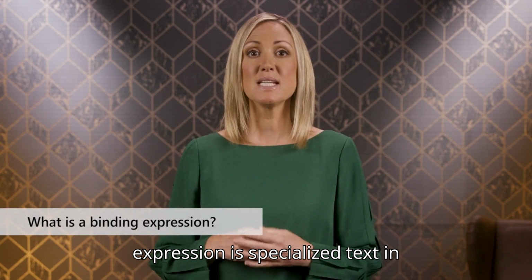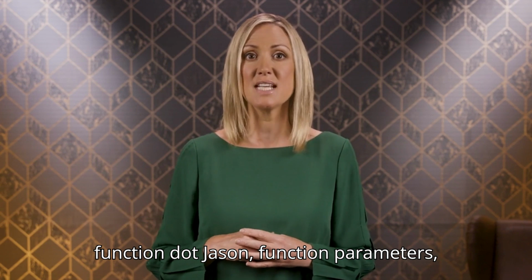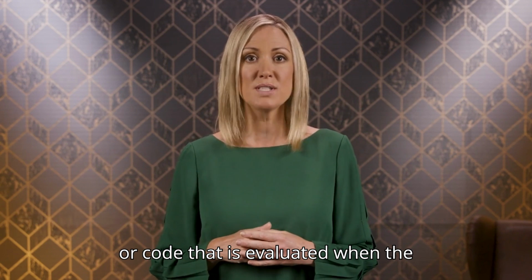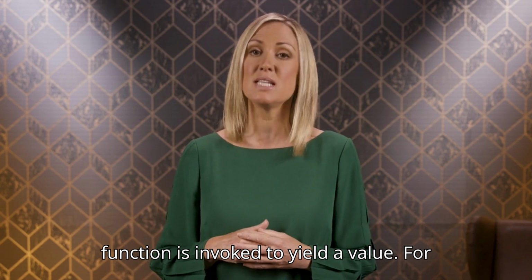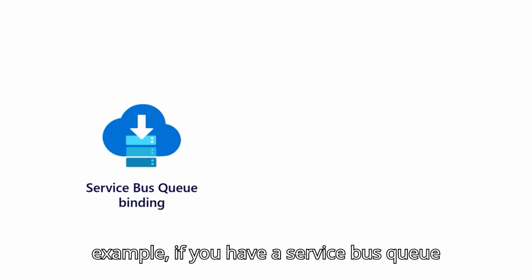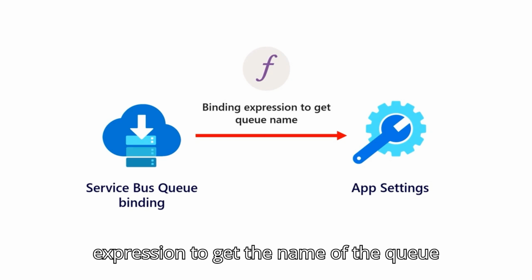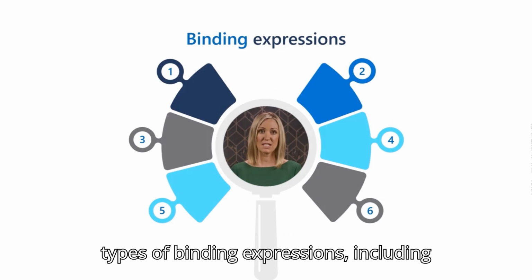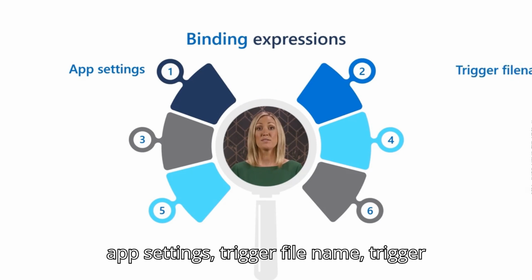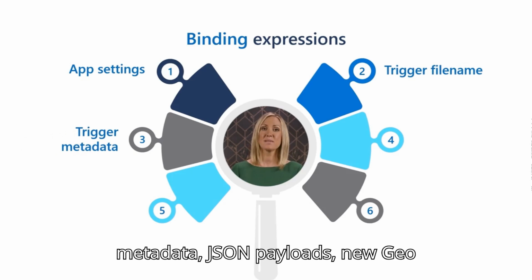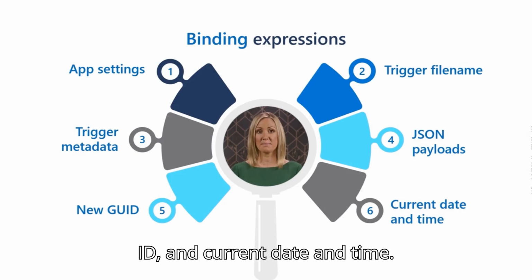A binding expression is specialized text in function.json, function parameters, or code that is evaluated when the function is invoked to yield a value. For example, if you have a service bus queue binding, you could use a binding expression to get the name of the queue from app settings. There are a number of types of binding expressions, including app settings, trigger file name, trigger metadata, JSON payloads, new GUID, and current date and time.